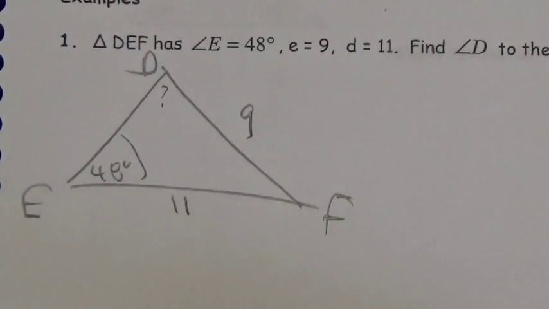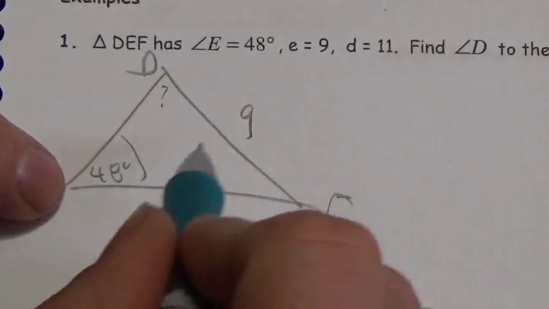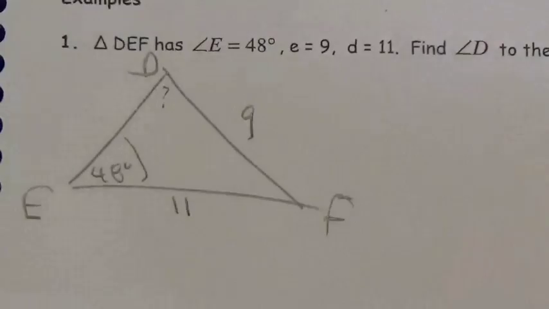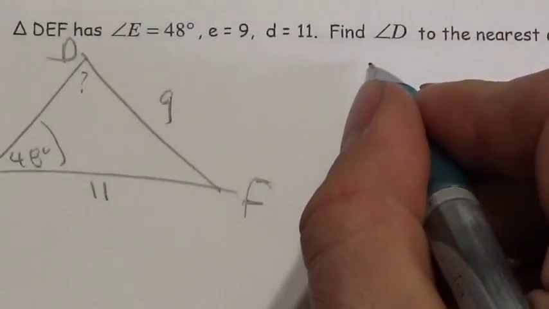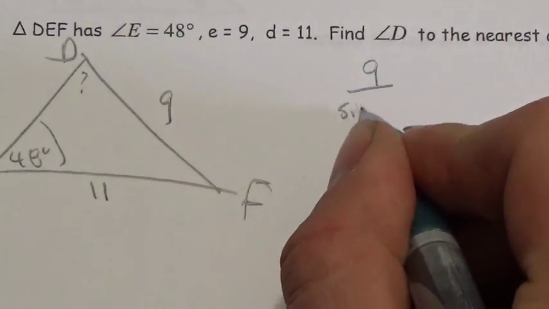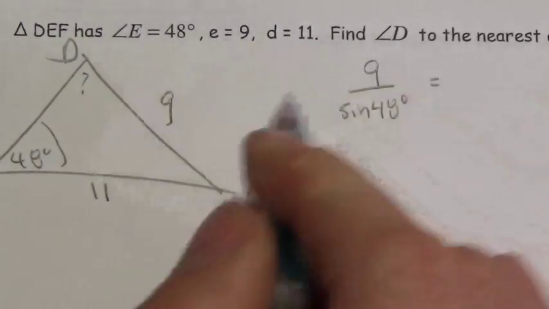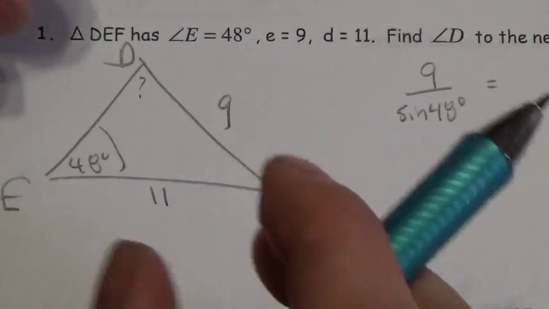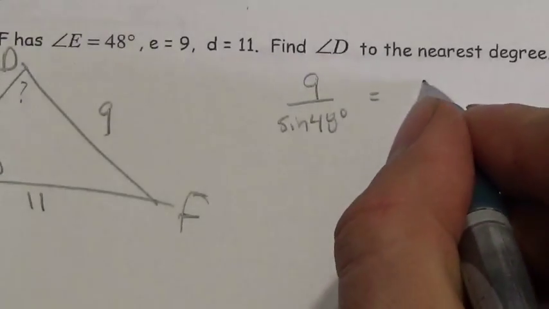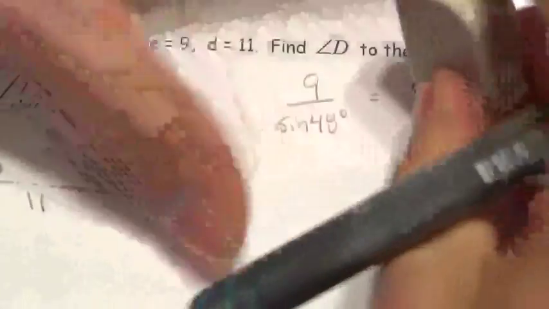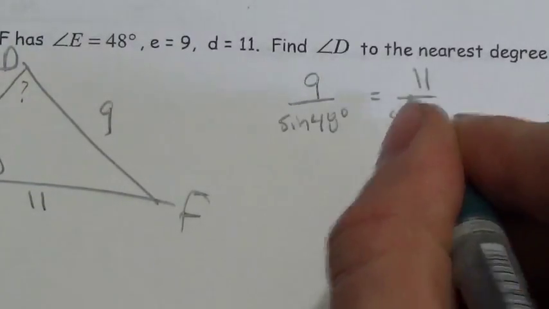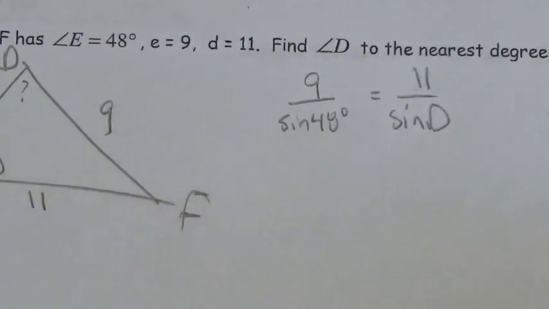Okay, well, this is clearly a sine law problem. I can see that because I know this angle, and I also know the side opposite that. As soon as I get a pair like that, I know that I can use the sine law. So I'm going to set this up here as 9 over the sine of 48 degrees. And the only other bit of information I have here is little d. So the other pair that this is going to be equal to will be 11 over the sine of angle d. Now what's convenient about that is I am looking for angle d.